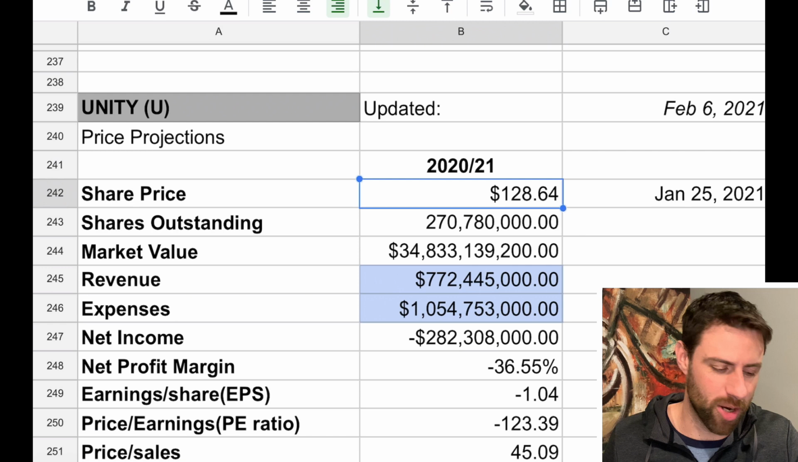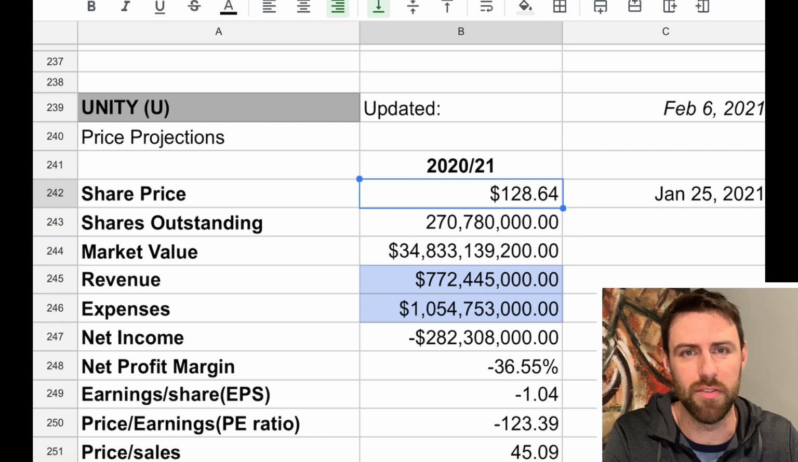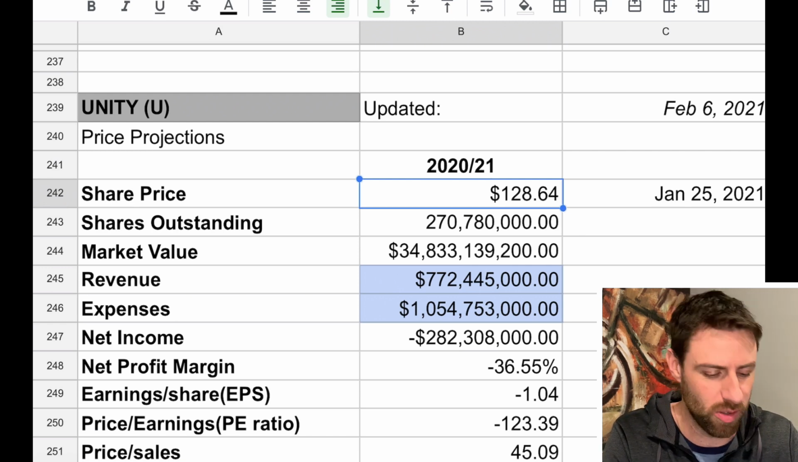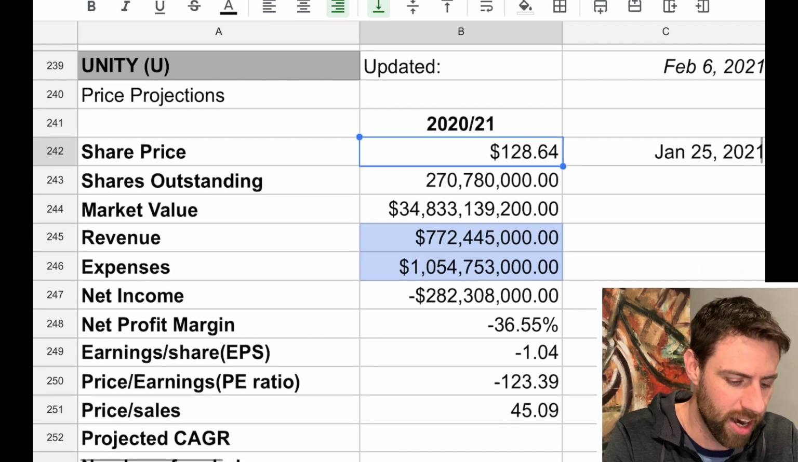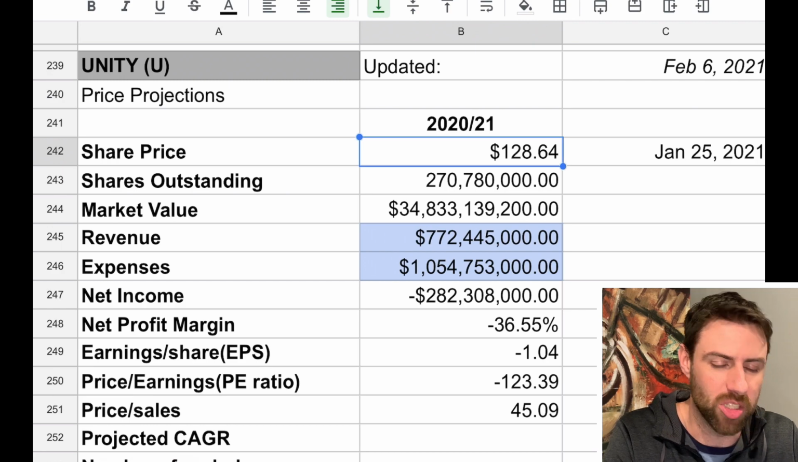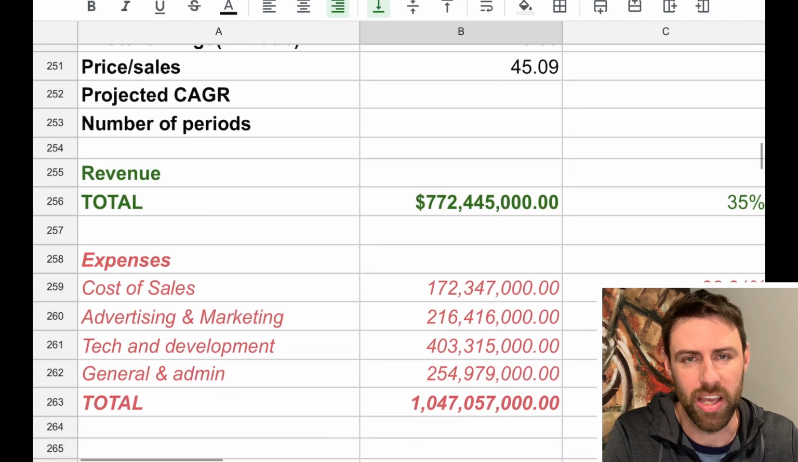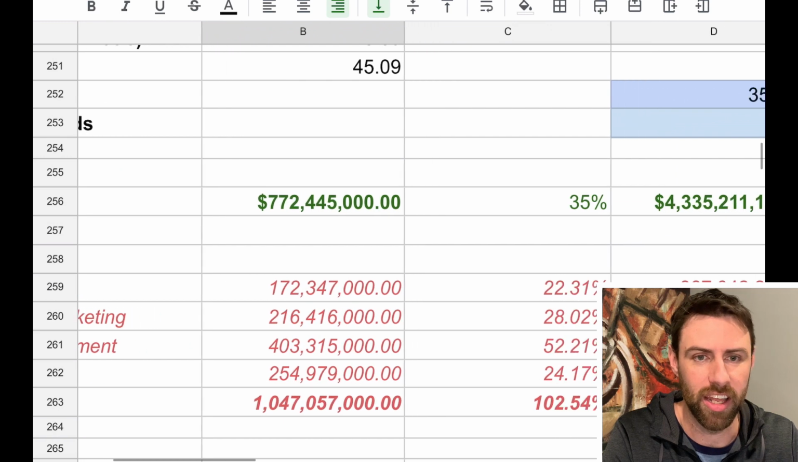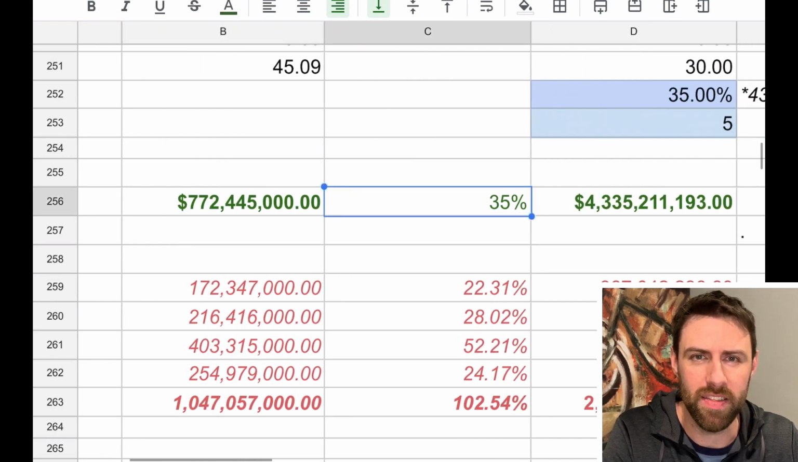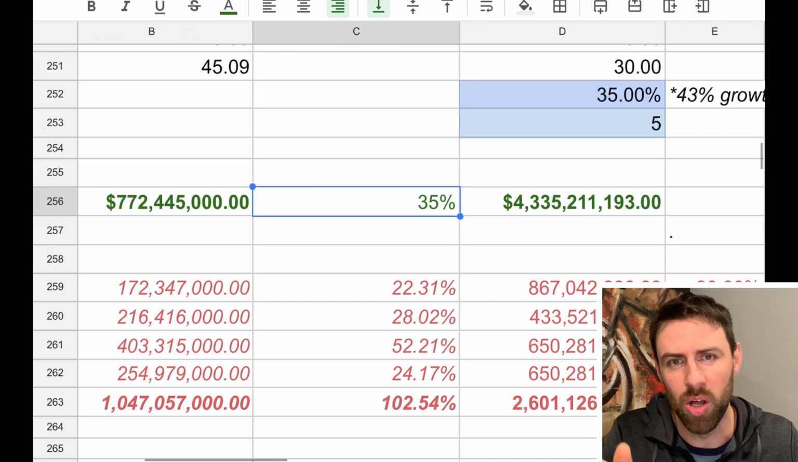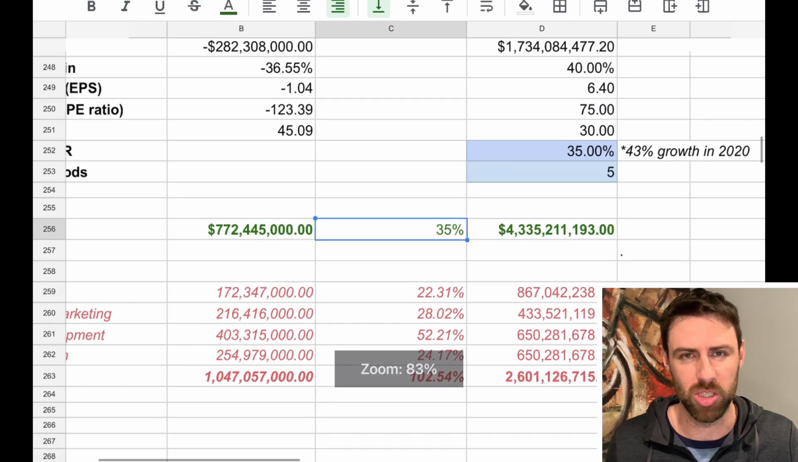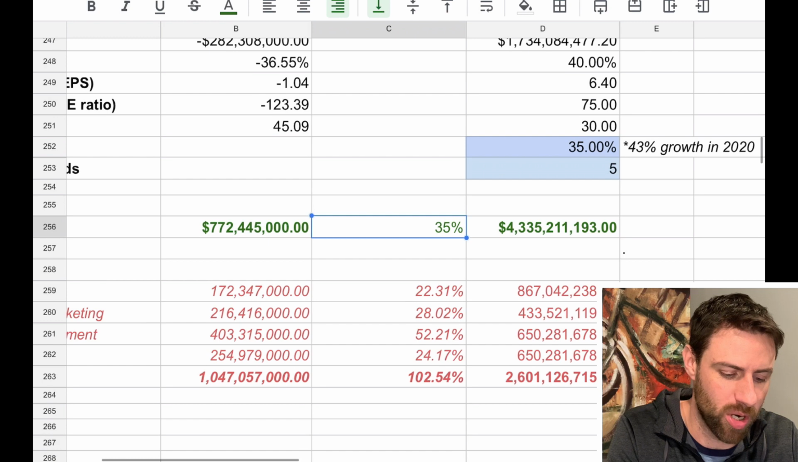Quick look at my 5-year price target for Unity. We just had full year 2020 numbers reported, so I was able to plug those into my analysis, and using their current share price of $128.64 per share, I've used a 35% compound growth rate over the next 5 years for this target. Last year in 2020, they saw a 43% growth rate, and their long-term goal is revenue growth of 30% or more. So I think 35% is pretty reasonable.